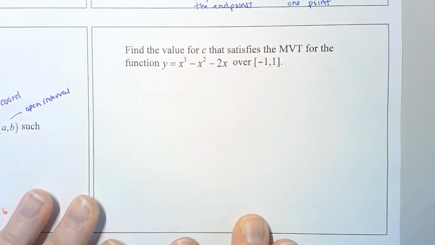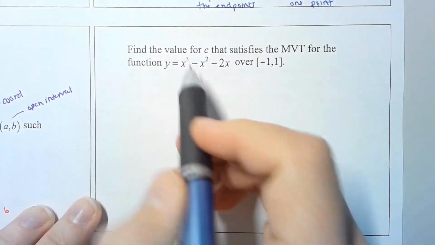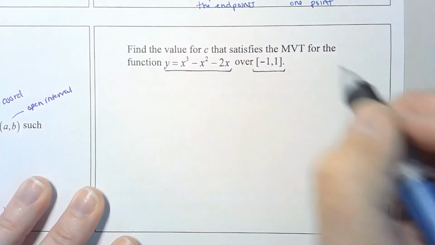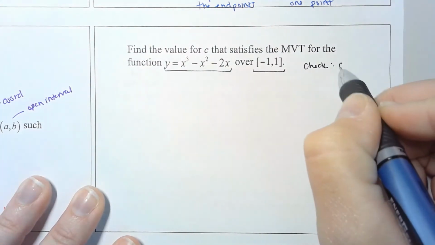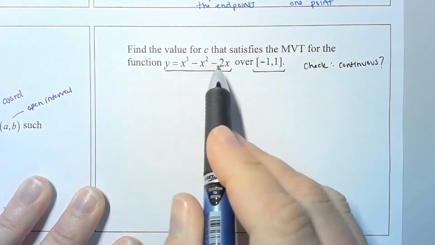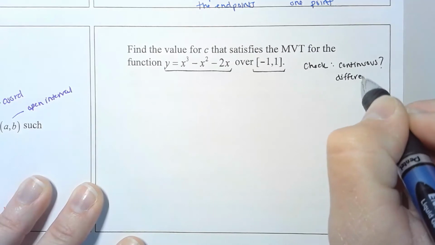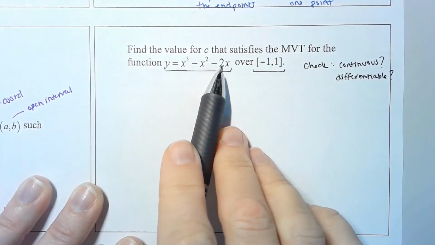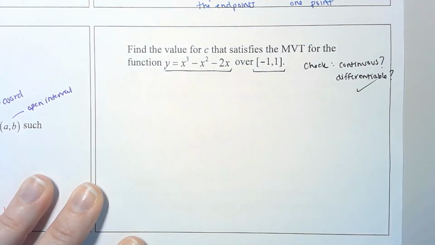It says find the value for c that satisfies the mean value theorem for this function on the closed interval -1 to 1. First of all, if we want to use the mean value theorem, we need to check, is my graph continuous? Well, it's a cubic. Yes, it sure is. Is it differentiable? Well, again, it's a cubic. There are no corners. There are no cusps. So both of those things are true.